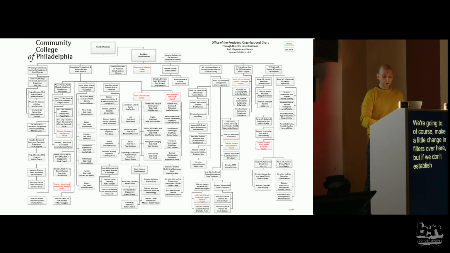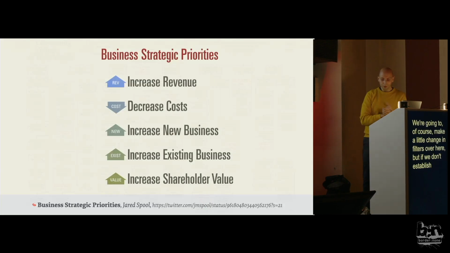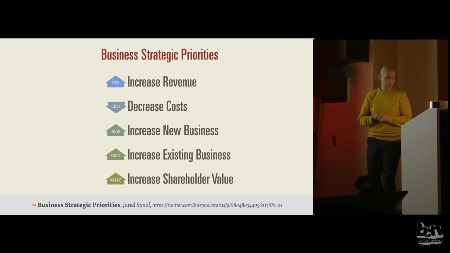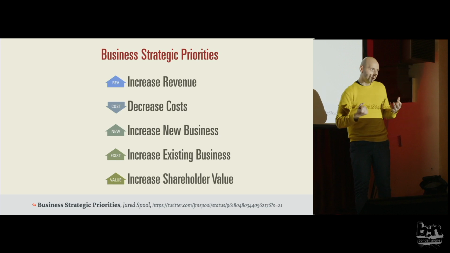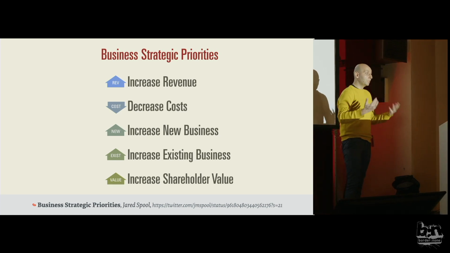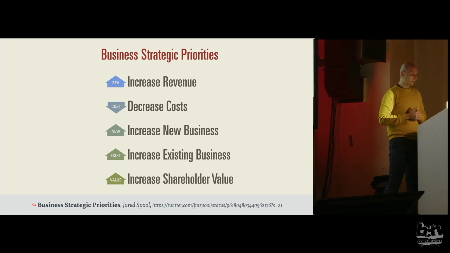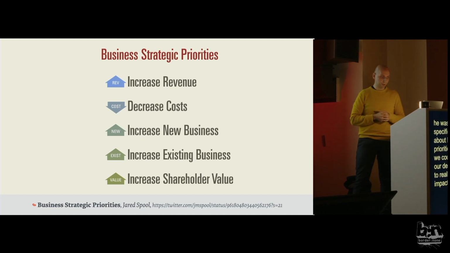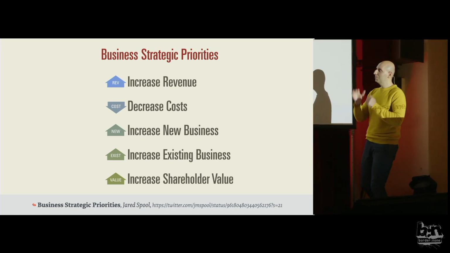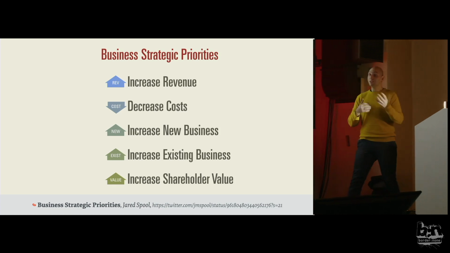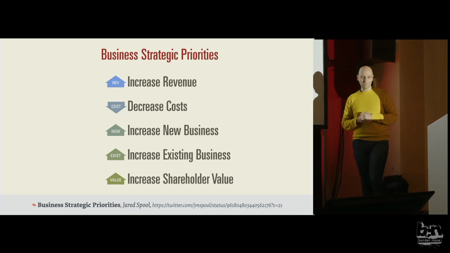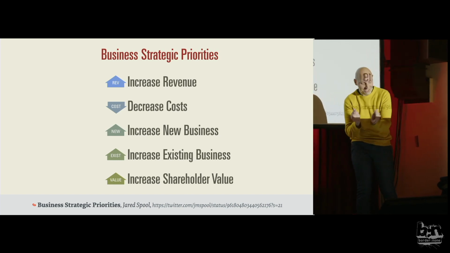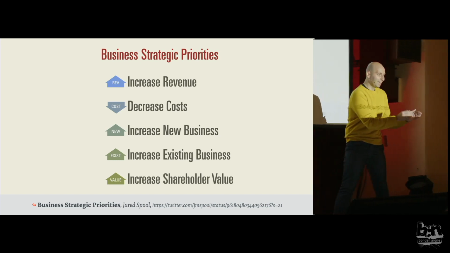There was a wonderful talk by Andy Budd, who was speaking about the impact of design, and he was speaking specifically about business priorities which we could frame our design into to really make impact. There are basically 5 things that most businesses care about. They want to increase revenue, they want to decrease costs, they want to increase new business, increase existing business, and also increase shareholder value. Now, it might seem very daunting, like you're adjusting filters over here, or you're fixing a bug over there.